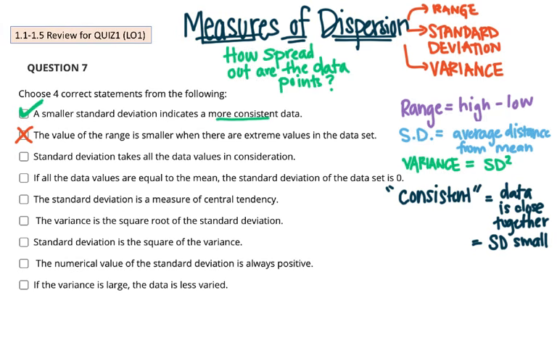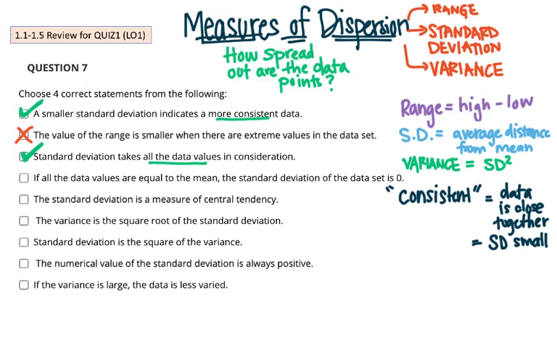Next sentence. The standard deviation takes all the values into consideration. That's true. So the standard deviation looks at every data point, sees how far is that data point away from the mean, and then takes the average of those distances. So the standard deviation does take all the data values, and that's why we use the standard deviation and we like it a lot.